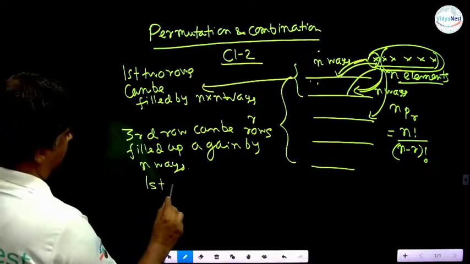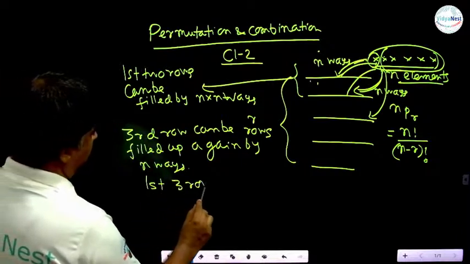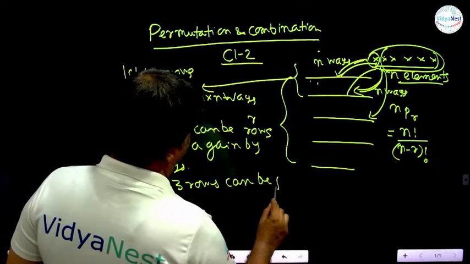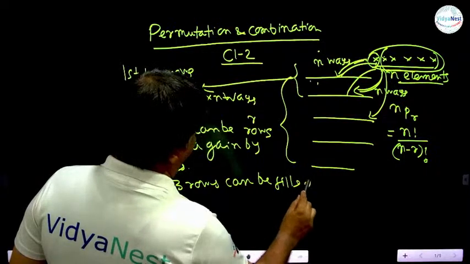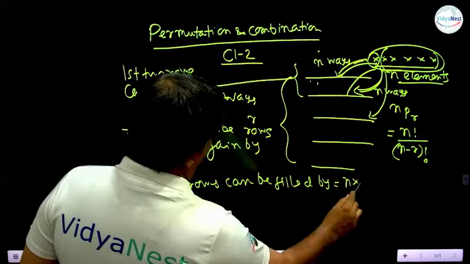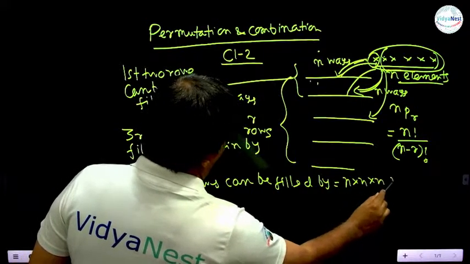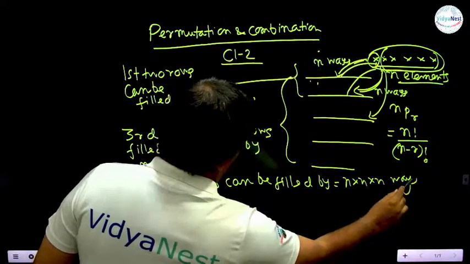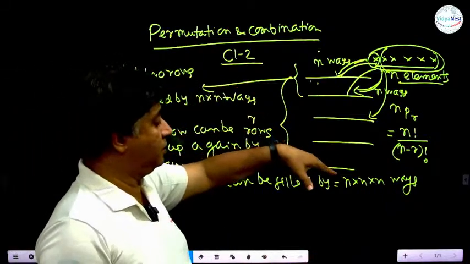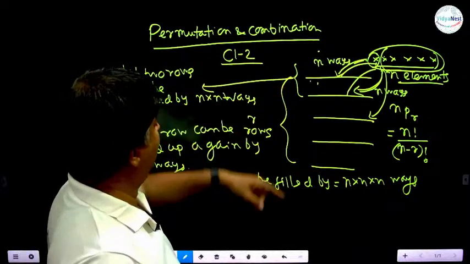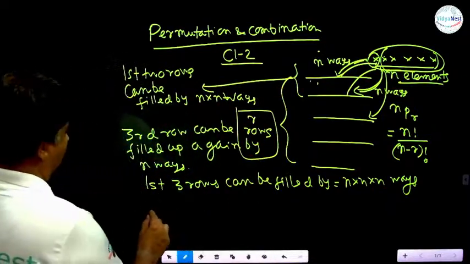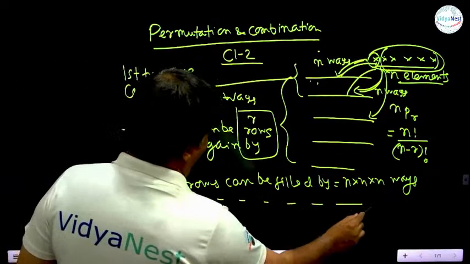So the first three rows can be filled up in n into n into n ways. In this way, keep on filling the rows. How many rows are there? r number of rows are there. So keep on filling in this way.